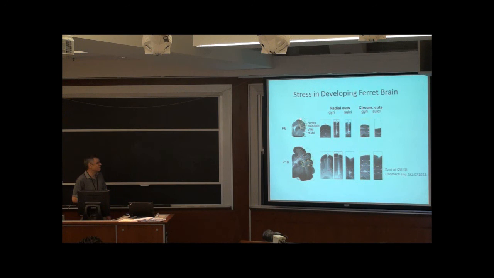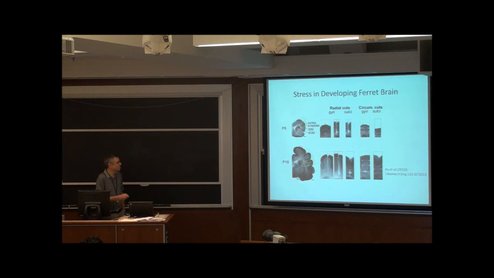We took slices of the ferret brain. Unfortunately, all of our work in general is done with chickens, but the chicken brain doesn't fold. The ferret brain is nice because it folds during the first few weeks after birth. So this is a ferret brain 6 days after birth, and 18 days after birth. You can see how the folds have developed during this time.